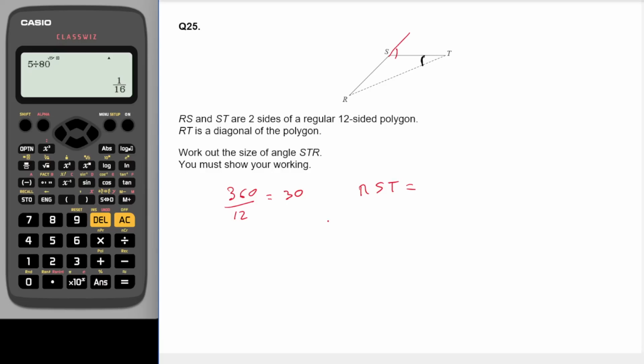which means that RST must be equal to 180 minus 30. So that's going to be 150. So STR must be equal to, I've done a step more than I needed, 180 minus 150 divided by 2, so it would be equal to 15 degrees. You must show your working. There we go.